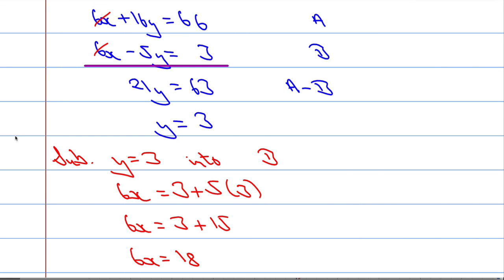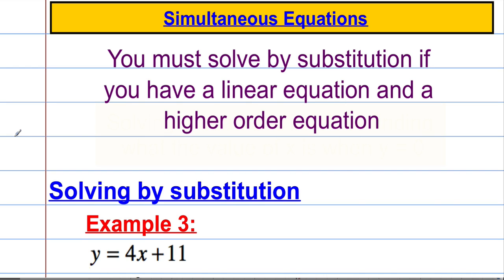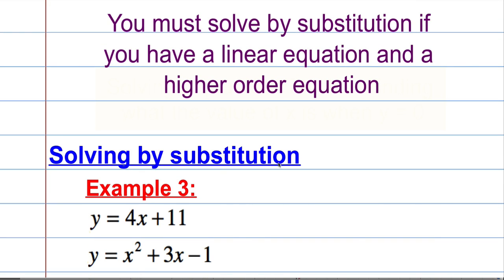Okay, now another method we have is substitution. A key indicator to use this method is if you have a linear equation and a higher order equation. So if you look here, we have a linear equation that's in the form y equals mx plus c, a straight line. The highest power is 1. But this one here is not a linear equation. We can see that this is actually a quadratic, so it's some sort of curve like that, and this is a line, something like that. So I would expect to have two solutions. I expect the line to cross it twice.